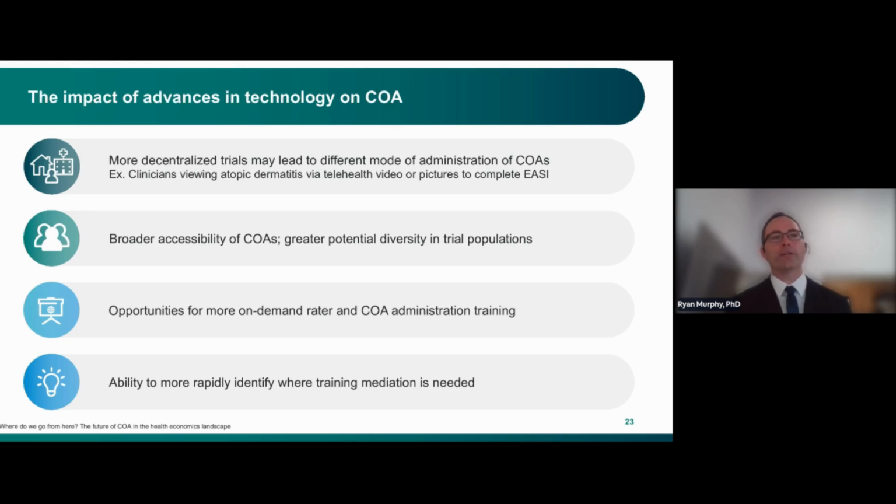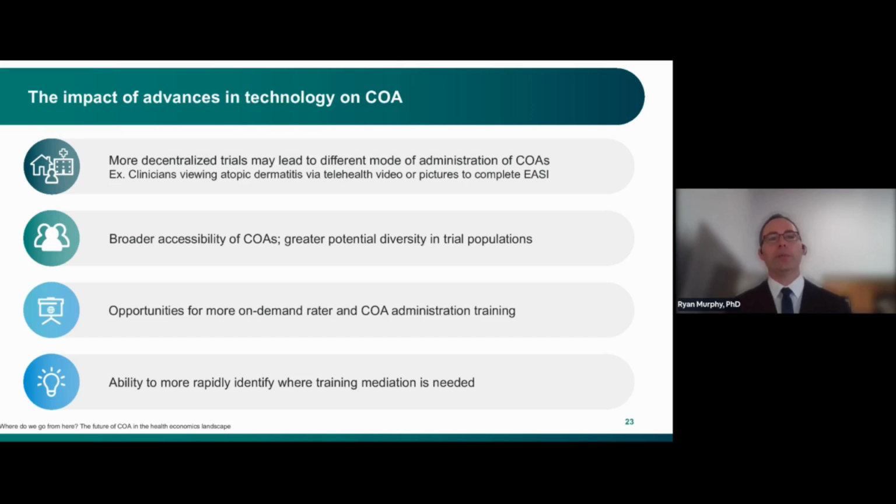Taking a step back from the initial administration, there's also the ability to more rapidly identify where training remediation is needed. With any measure, typically you're looking for a normal distribution of responses where there's kind of a center point where you would expect the majority of patient responses to come in and fewer at the higher end or lower end of the scoring spectrum.